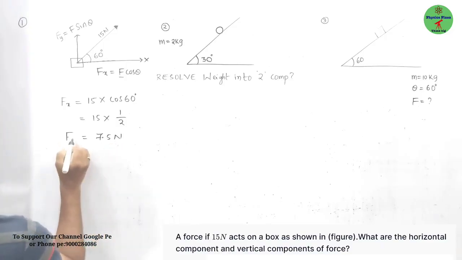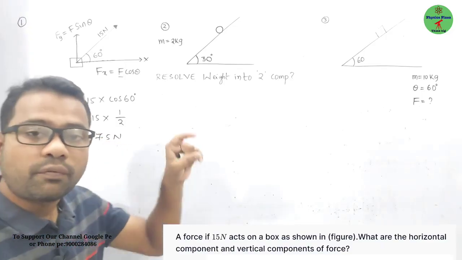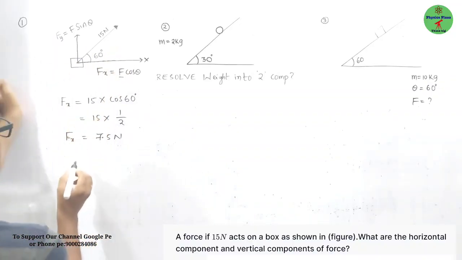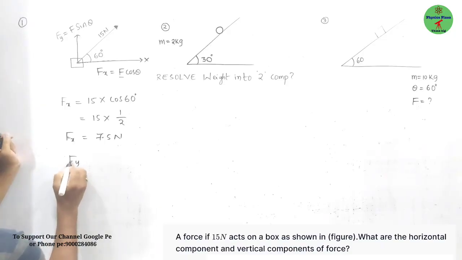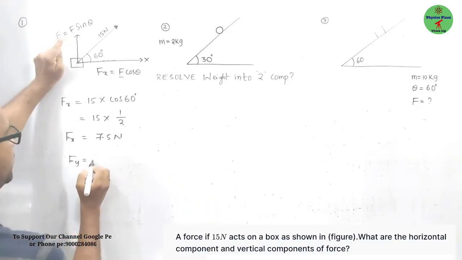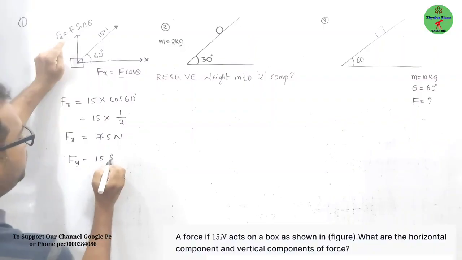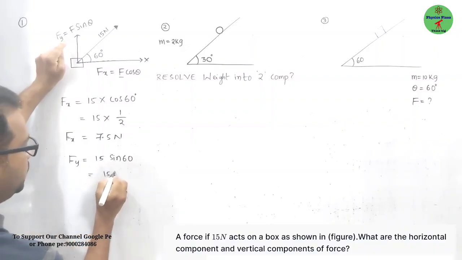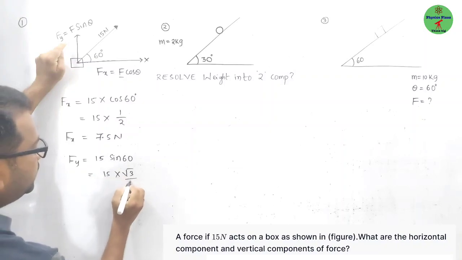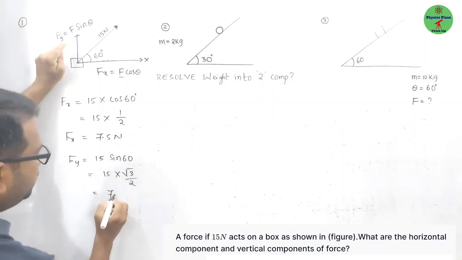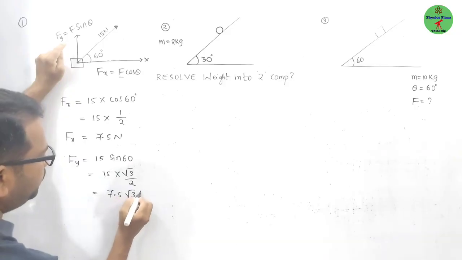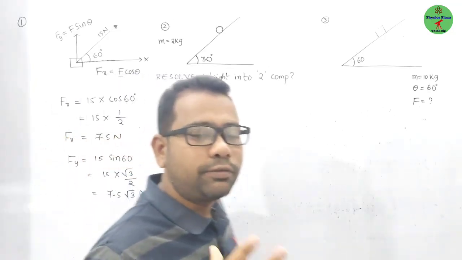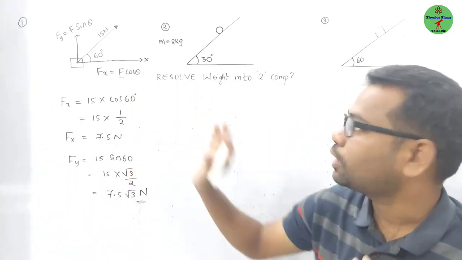Children, this is the horizontal component of the force of 15 Newton which is acting on the body at a 60 degrees angle. Now the vertical component, in a similar way, Fy = F sin theta. In the place of F substitute 15 and now it is sin 60. So this is 15 into sin 60, which is root 3 by 2. So this is 7.5 root 3 Newton. If you want, you can also simplify more by substituting 1.7 in the place of root 3. Simple, so rectangular components.